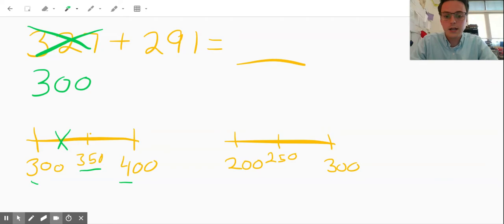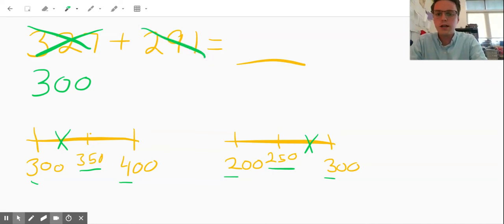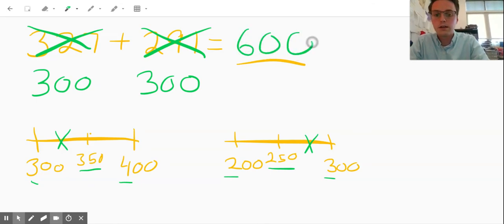Now look at 291. Here I have 200. Here's 300, and in the middle, 250. 291 is more than 250. So it's going to be somewhere over here on the number line. So I know that 291 is going to be closer to 300. Now 300 plus 300 is 600. So my estimated sum is 600.